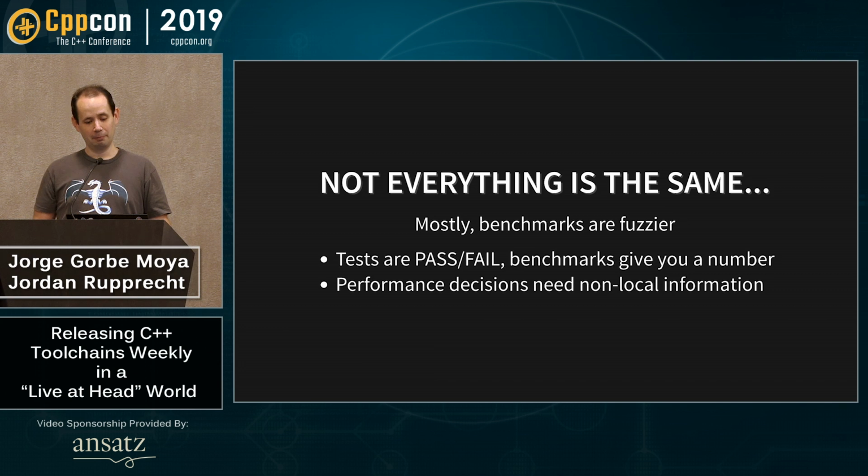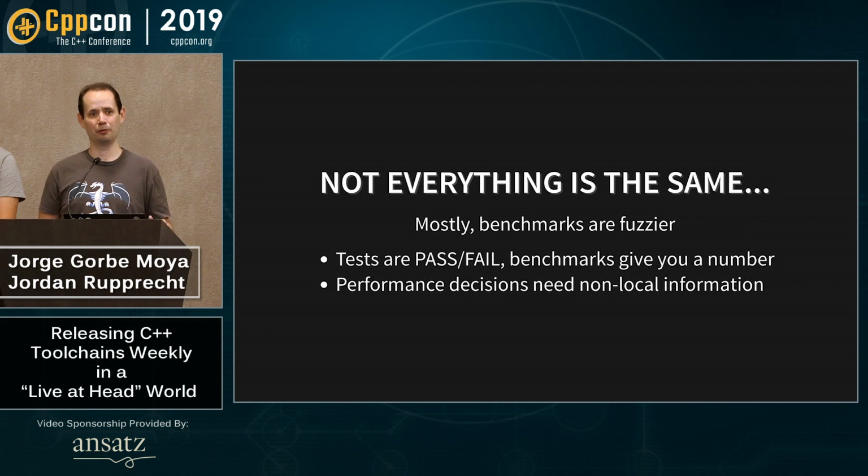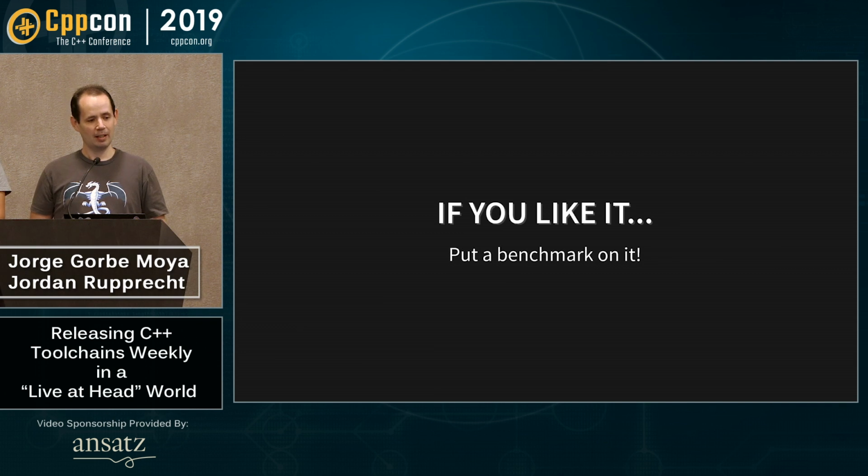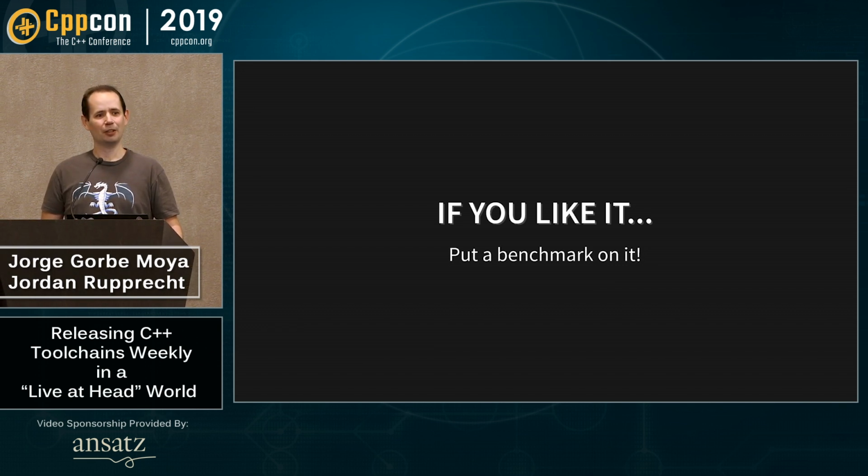And also, you cannot even make this kind of performance decision in isolation. You have to consider all your benchmarks, the performance of all your code base, because maybe something got 1% slower, but overall you have a 2% win. So maybe you want to keep that compiler revision. And finally, if you like it, put a benchmark on it. Same thing. This is usually quite easy because people working on performance like to show pretty numbers to show their work and get promoted. So that usually works well.